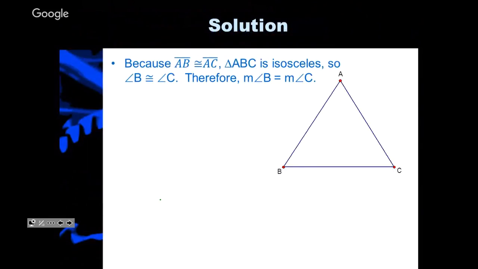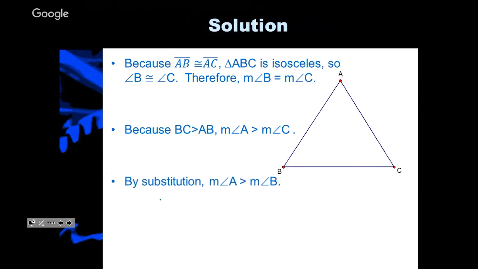All right. Because AB is congruent to AC, ABC is isosceles. We know B and C are congruent. Therefore, the measure of B equals measure of C. And because BC is greater than AB, then A is greater than C, which also means by substitution, we know that A is greater than B. We did all that. All right, constructing a triangle. So this is a little bit different.